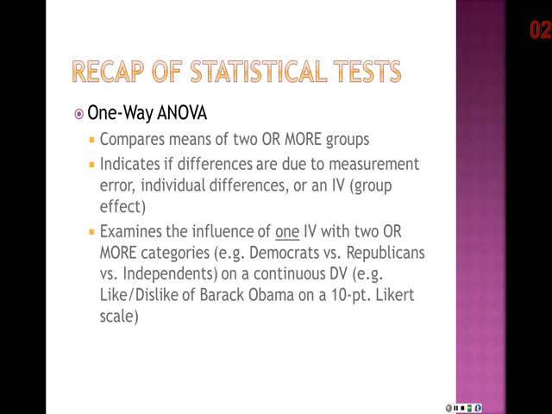Right? So in this case, it's one independent variable with two or more categories as it influences an outcome variable or dependent variable that's on a continuous scale.